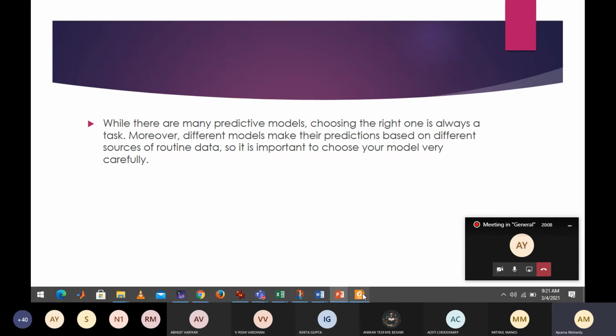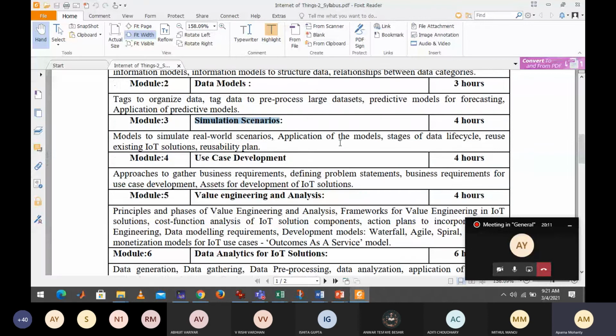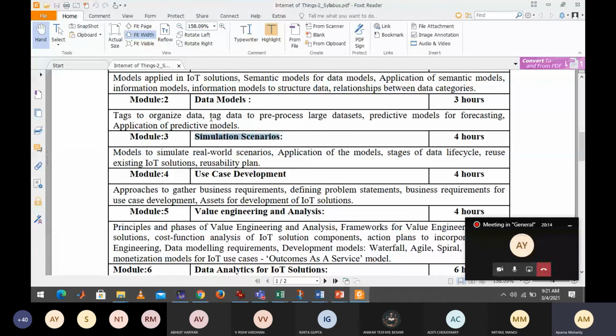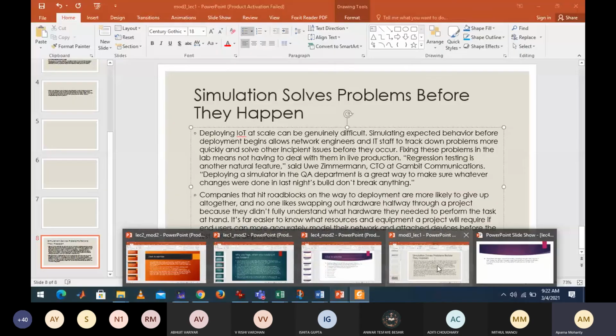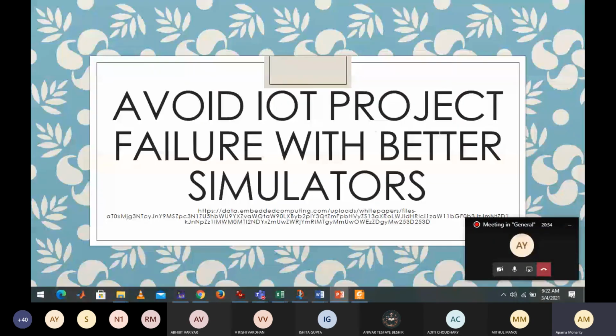Let me just show you the syllabus. You have tags to organize the data, tags to pre-process large data sets, predictive models for forecasting, and applications of the predictive models. All this we covered till now. The third module starts with simulation scenarios. I won't be getting into the details, but let me just tell you what simulation is.